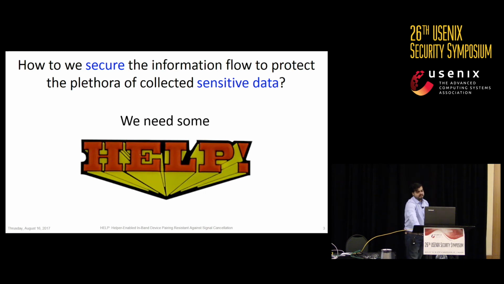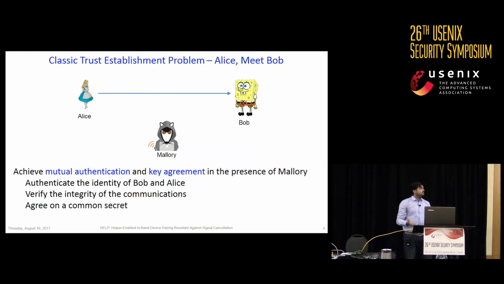So how do we secure the information flow to protect the plethora of collected sensitive data? We need some help. Our work is based on the classic trust establishment problem, where Alice meets Bob for the first time, and Alice and Bob do not know each other, but they are meeting in the presence of an adversary, Mallory. So they need to do two things. First, they need to authenticate the identity of each other. And secondly, they need to verify the integrity of communication, through which they can generate a common secret key, which can be used to protect the security of the information.